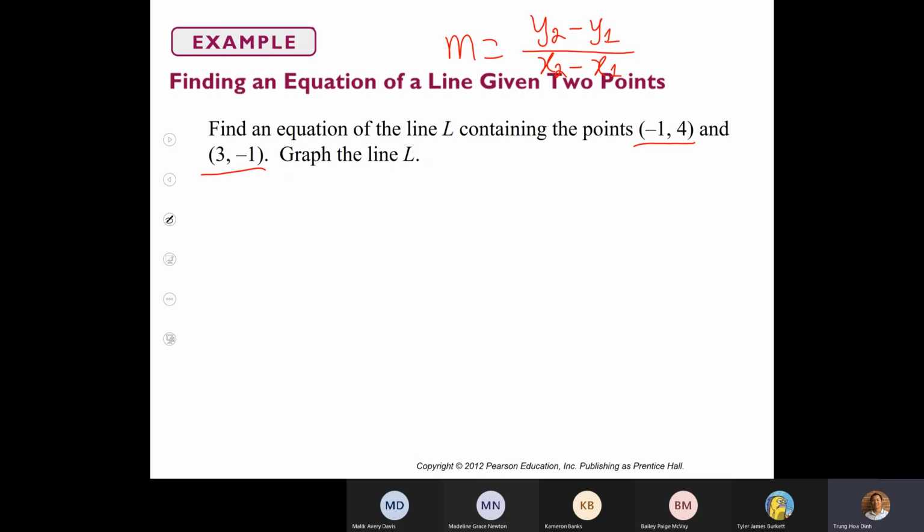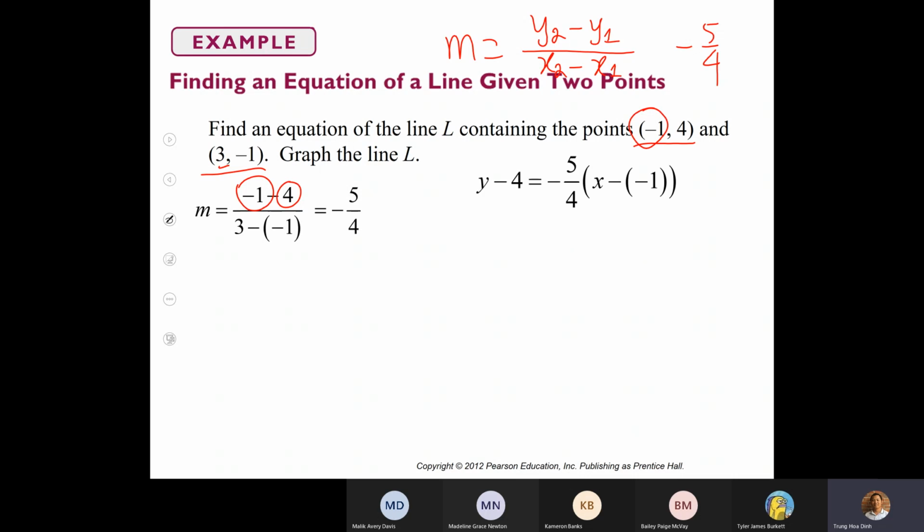You have an answer? -5/4. Okay, -5/4. Let's check that. m equals y2 minus y1, which is -1 minus 4. So you get -5, and then 3 minus -1 will be +1, right? So yes, that is -5/4. And then once you have the slope, you write the equation, just like the previous one.